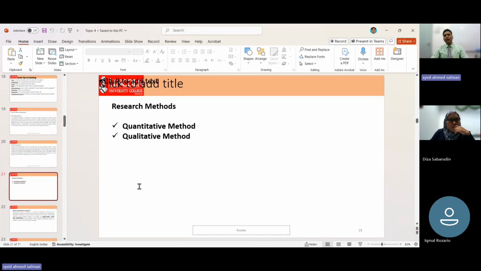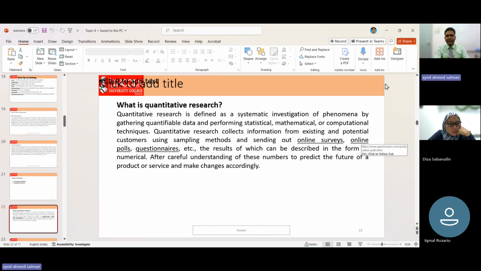Now, if you are clear on deductive approach and inductive approach, then we slowly move to research methods. We are going to learn about quantitative method and qualitative method. So what is quantitative method? What is qualitative method? Quantitative research is defined as a systematic investigation of phenomena by gathering quantifiable data and performing statistical, mathematical, or computational techniques.